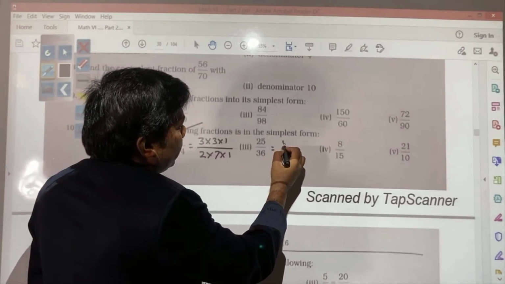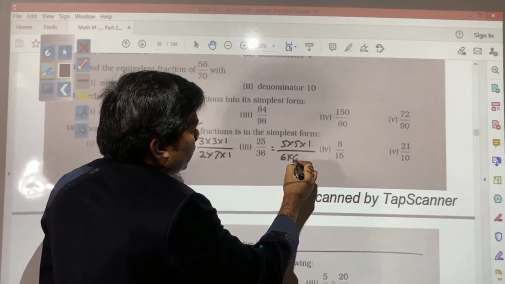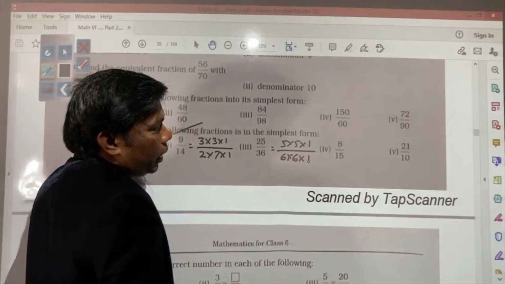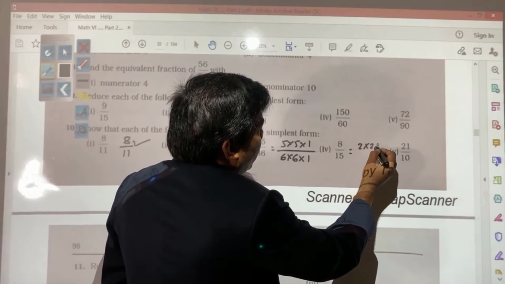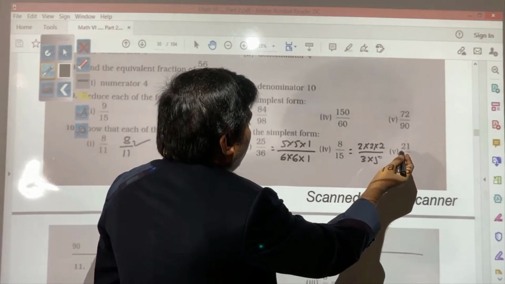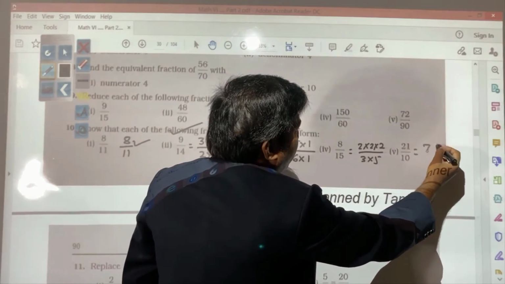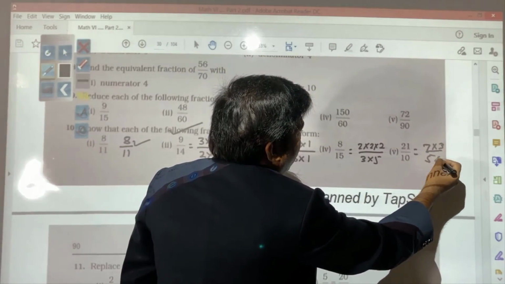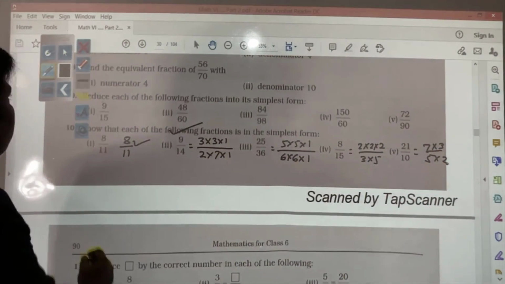25 by 36: 5 into 5 into 1 divided by 6 into 6 into 1. No common factors you can get. Here you see 8 by 15: 2 into 2 into 2, and this is 3 into 5. No common factor you have. And 21 by 10: again 7 into 3, and this is 5 into 2. No common factor is there. It means all are in the simplest form.